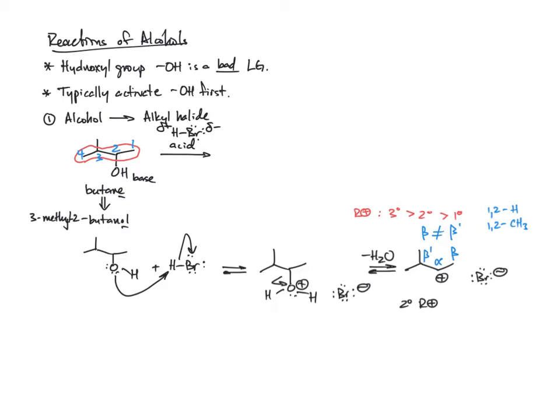So the beta carbon only has hydrogens on it. That will not rearrange because if it did, it would form a primary carbocation, and that's not allowed because it's less stable. So beta prime does have this hydrogen, which can migrate over. And when it does, it will form a tertiary carbocation, and this is a one-way street in terms of the mechanism. So we're no longer in equilibrium.